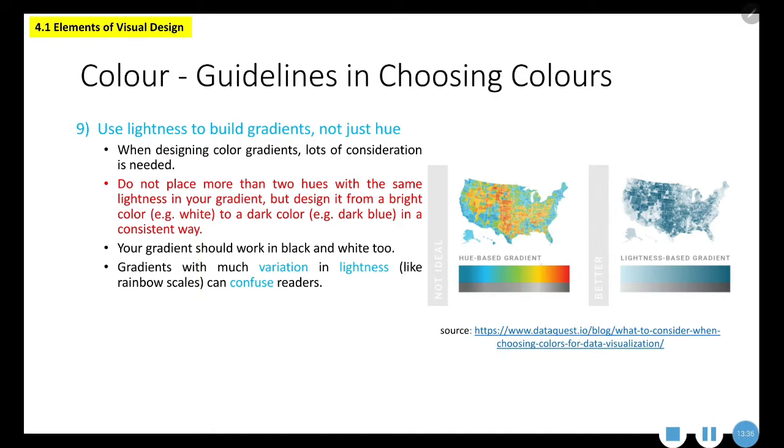For example, this is a hue-based gradient, going from red to blue, yellow and green. It's confusing to read these colors. Instead, you can use just one hue, but blend black and white with the blue color as the gradient. And as we know, a darker color means a higher value compared to a brighter color. So this is less confusing than this, because you don't know how to estimate the data or read the values in this kind of representation.